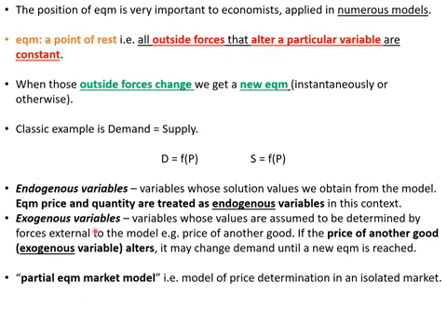Exogenous variables are those whose values are assumed to be determined by forces external to the model. So, for example, the price of another good. If the price of another good were to change, this could change demand until a new equilibrium is reached.